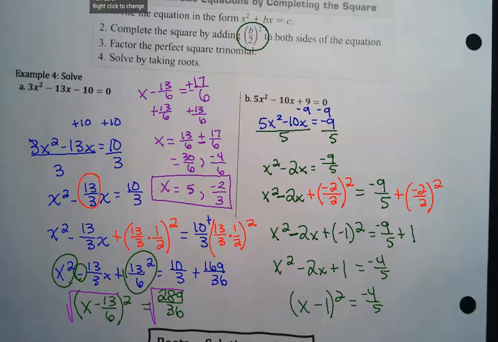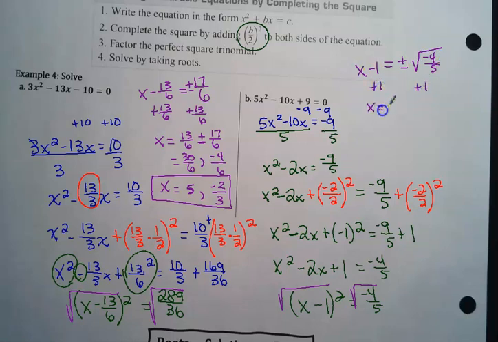Okay, now we solve by taking roots. So we find the square root of both sides. So we have x minus 1 equals plus or minus the square root of negative 4/5. Okay, so we're going to add 1 to both sides. x is going to equal 1 plus or minus, and we can simplify this. We have a negative under our square root, so it's an i. The square root of 4 is 2, and it's going to be over the square root of 5, because 5 doesn't have a square root.